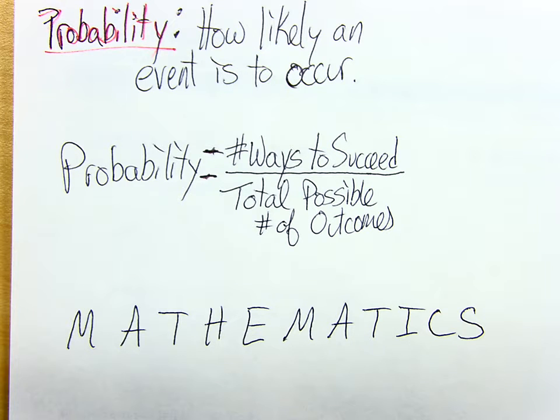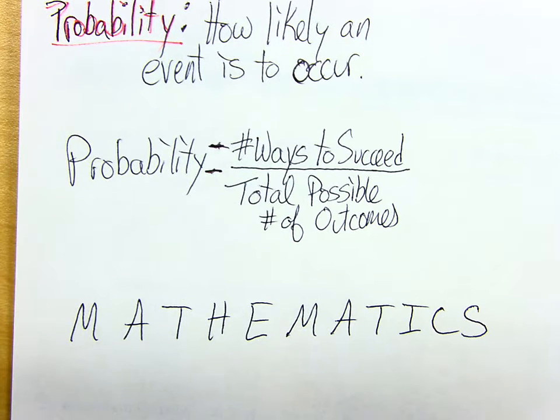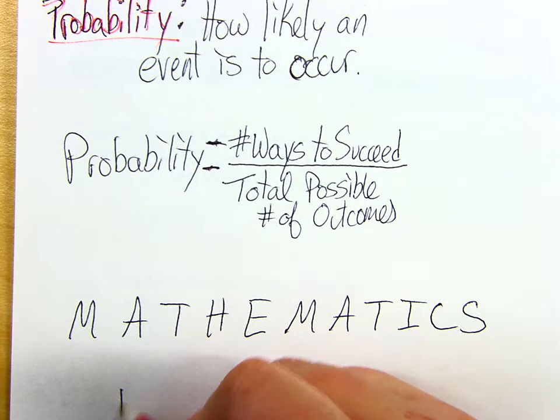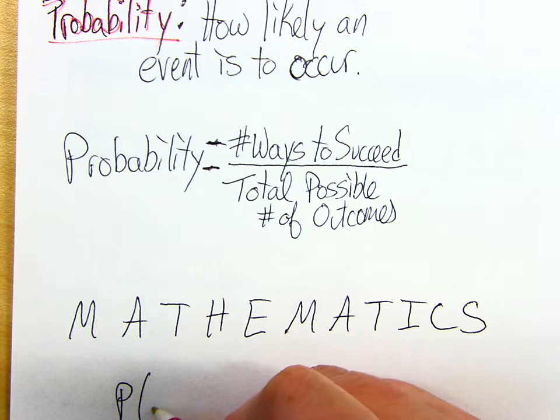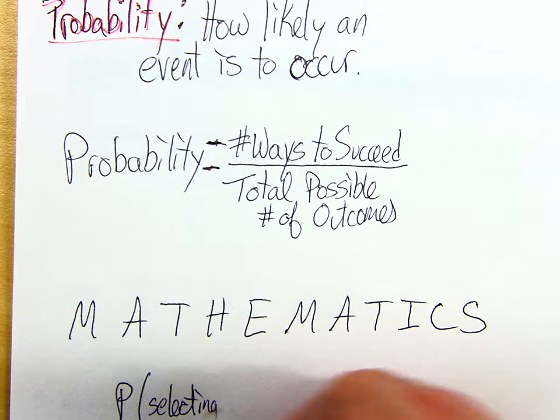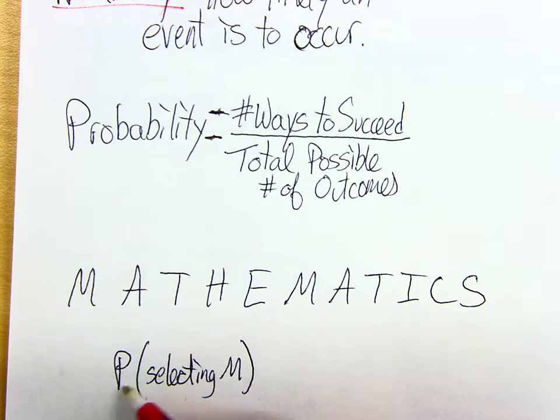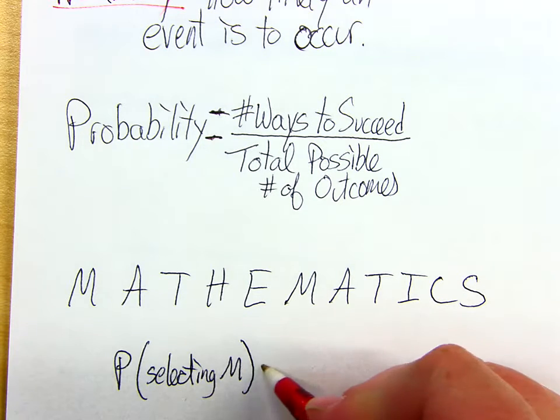So, I want to talk about the probability of me selecting the letter M. One way to write that, instead of writing out the words probability of selecting an M, we can write it like this. So, when we put a P and then in parentheses, P just stands for probability. And then this is what I want to happen, selecting an M.